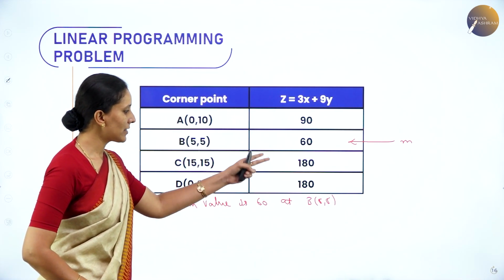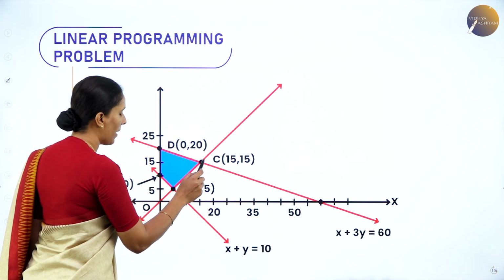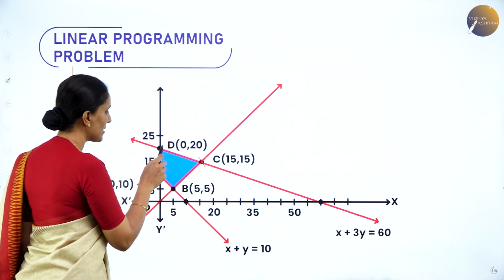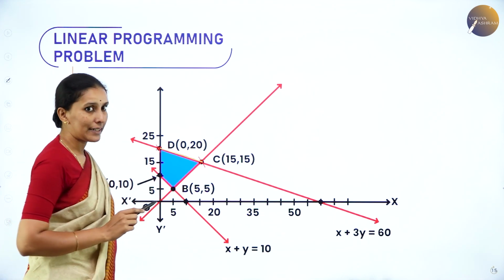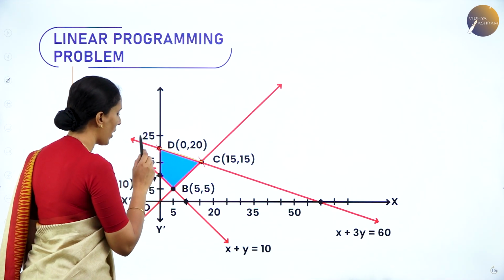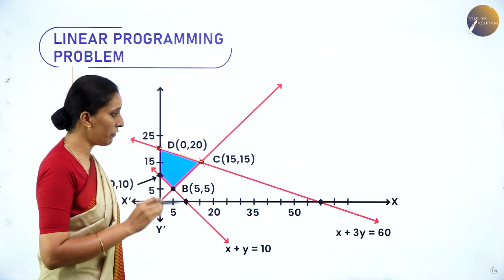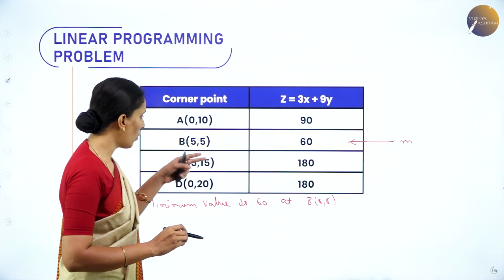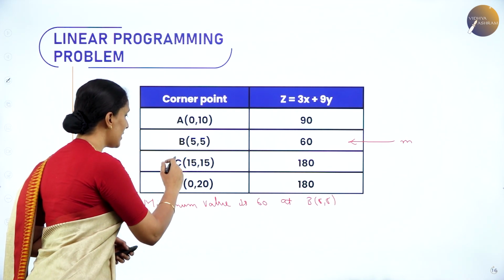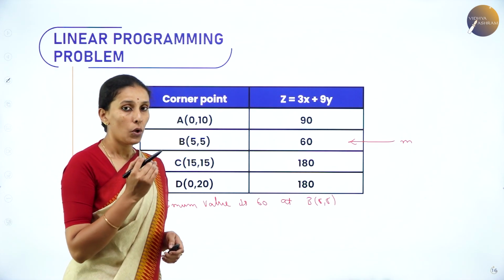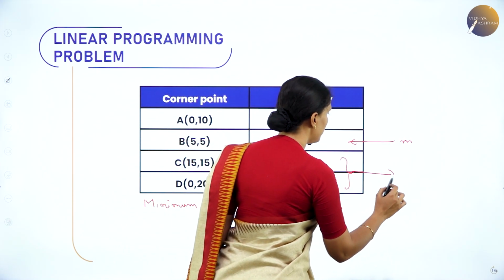But the maximum value is repeated at 2 points, which means from the graph you can see the maximum value exists at C as well as D. So the line segment which joins C and D will act as the solution, or wherever the point on the line segment CD will give you the value 180 itself. When the solution repeats at 2 corner points, that means the entire line segment which connects these 2 points will act as the solution, where you will get the maximum value as 180.